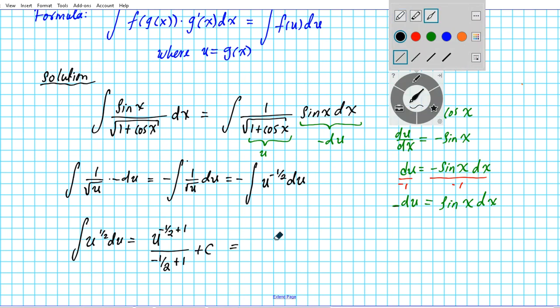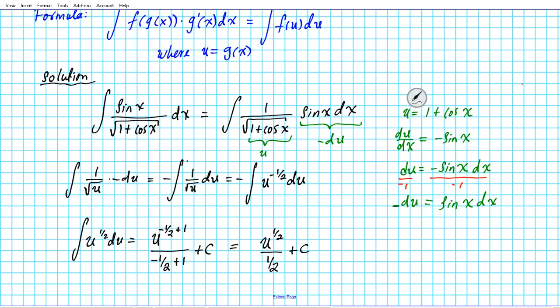Then when we simplify, this becomes u to the 1/2, since negative 1/2 plus 1 is 1/2, divided by 1/2, plus c. Alright, so we have a compound fraction here. We can rewrite this: keep, change, flip, or multiply the numerator by the reciprocal of the denominator. So we have 2 times, let's not forget the negative here. We have a negative here, and then we have a negative here. So we now have negative 2 times u raised to the 1/2 plus c.